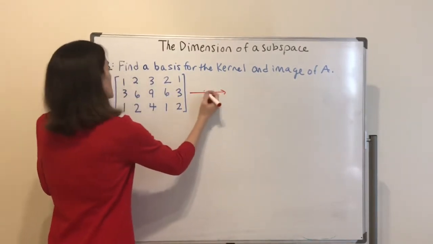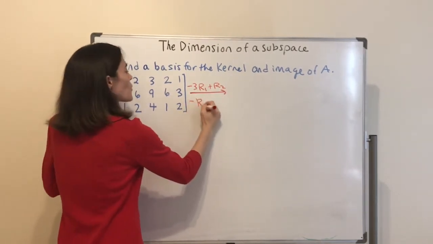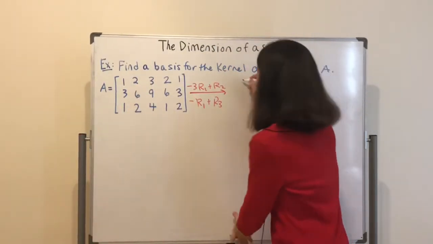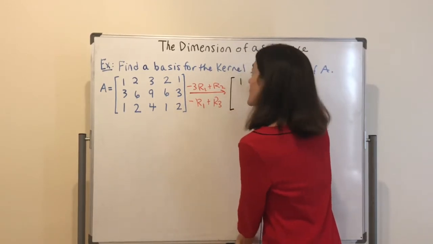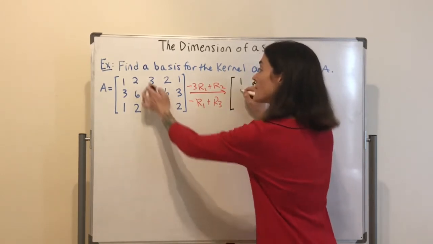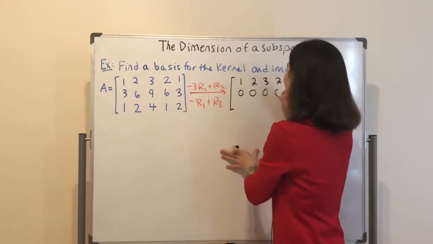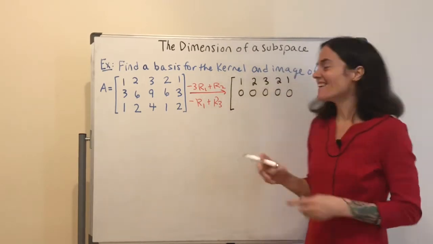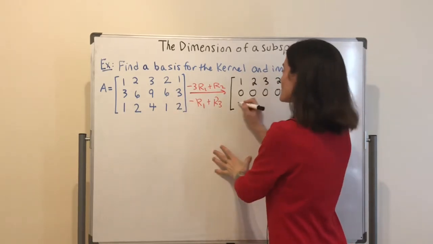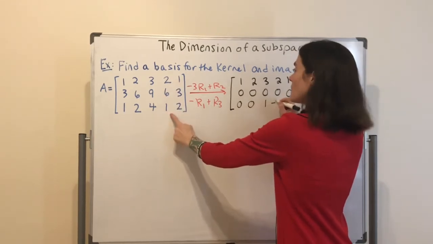So I will take -3 row 1, add it to row 2, and then minus row 1, add it to row 3. This is our first step. Let's see what we get. Row 1 remains the same. Row 2, we take -3 times this, add it here, 0, 0, 0. Oh, goodness, 0, 0. Okay, well, that's row 2. And now we take minus row 1, add it to row 3, 0, 0, then we get 1, minus 1, and 1.